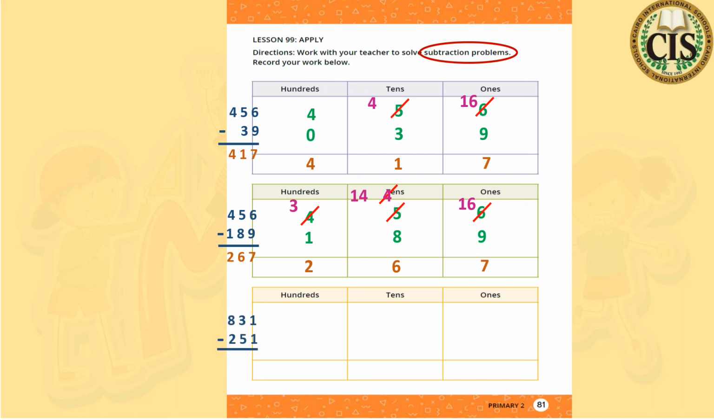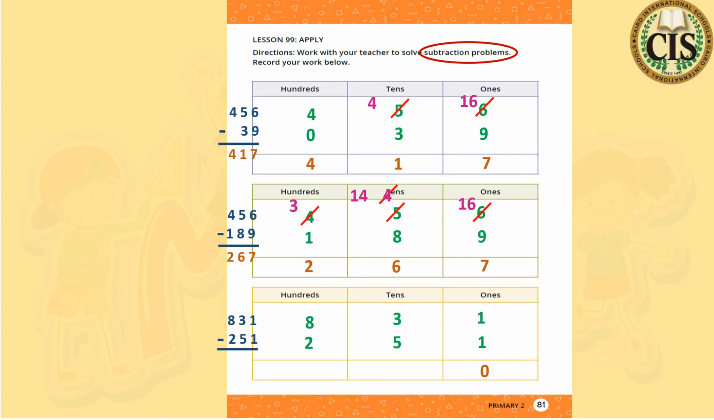The last question, 831 minus 251. We will write 8 in hundreds, 3 in tens, and 1 in ones. 251, the second number, we will write 2 in hundreds, 5 in tens, and 1 in ones. Now we're going to subtract 1 minus 1 equals 0. 3 minus 5. Oh, we don't have more on top. So we need to stop and go to the next door.